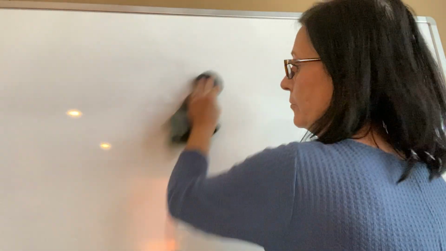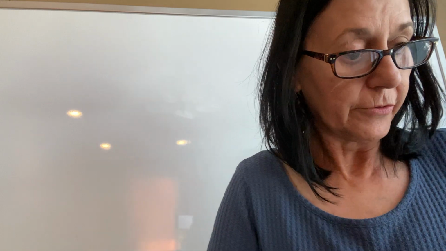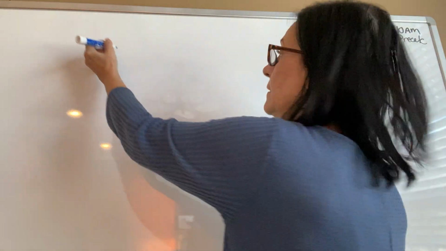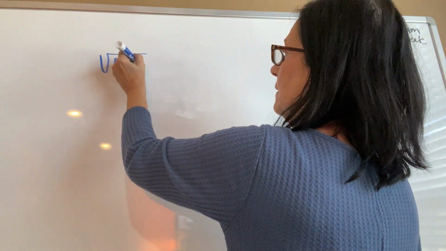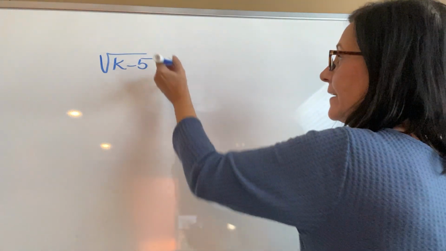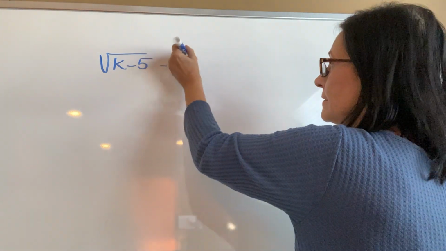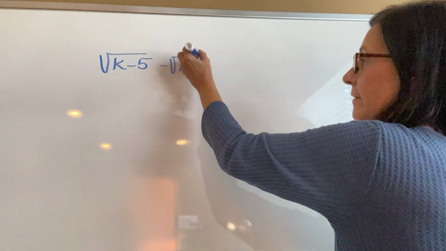So you have multiple radicals. Look at example 2 on the bottom of page 321. We have the square root of k minus 5 minus the square root of k plus 1 equals 0.